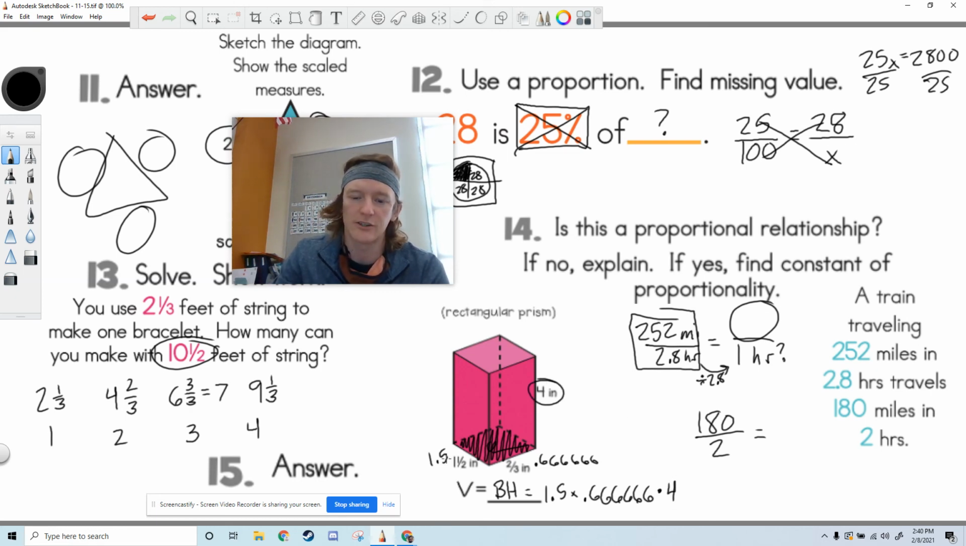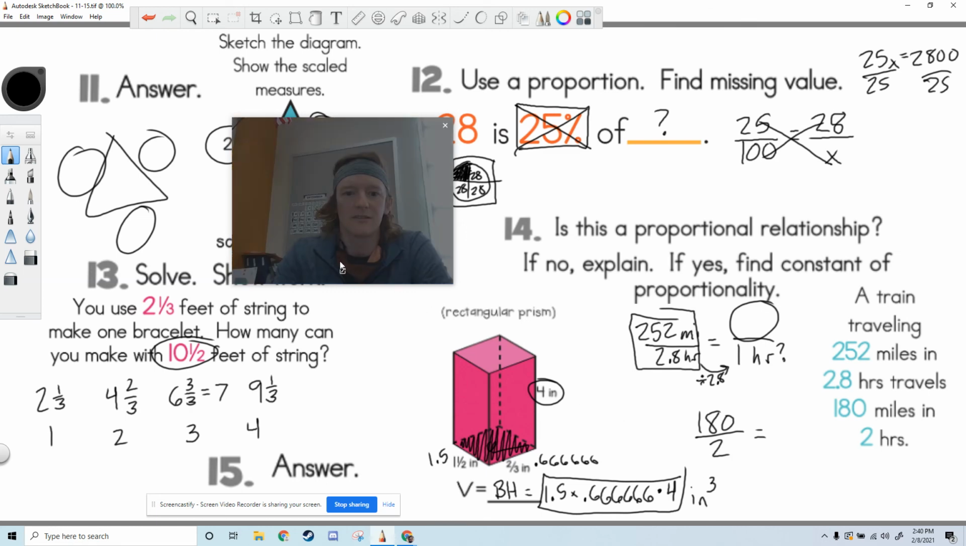So it's 3 measurements for volume. You need to multiply them together. Don't forget inches cubed. Give me a rounded answer. Just don't give me an infinite decimal, but round it, make it look nice. And inches cubed is our label.